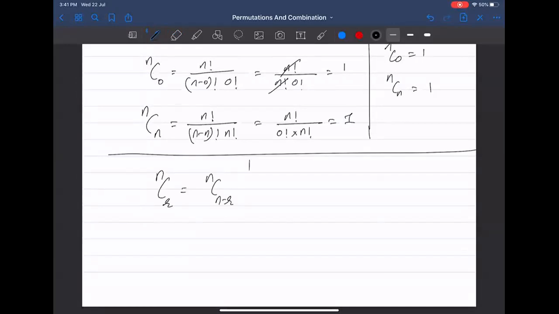But now, let's understand it. I have 10 people, out of which I want to select 2 people. No, the other way around. Out of 10 people, I want to select 8 people.